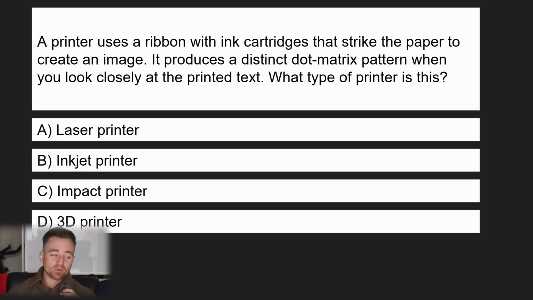A printer uses a ribbon with ink cartridges that strike the paper to create an image. It produces a distinct dot matrix pattern when you look closely at the printed text. What type of printer is this? A, laser printer, B, inkjet printer, C, impact printer, or D, 3D printer? Pause the video if you need it. Answer in 3, 2, 1.